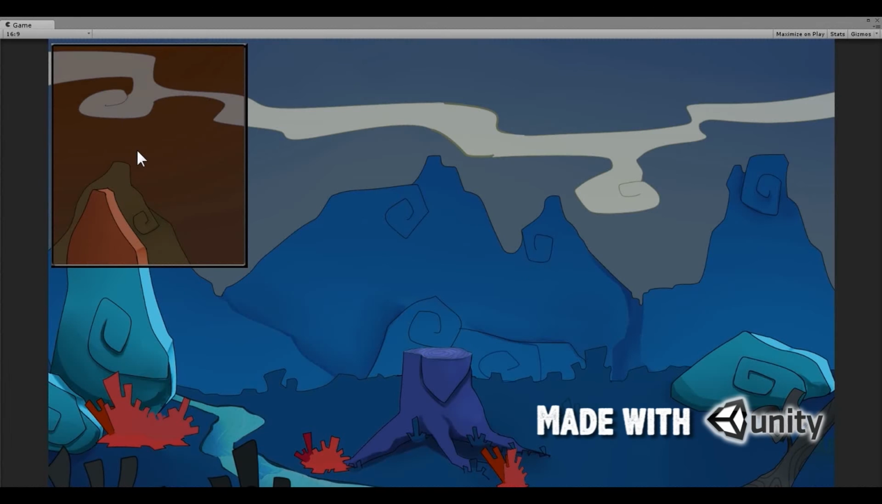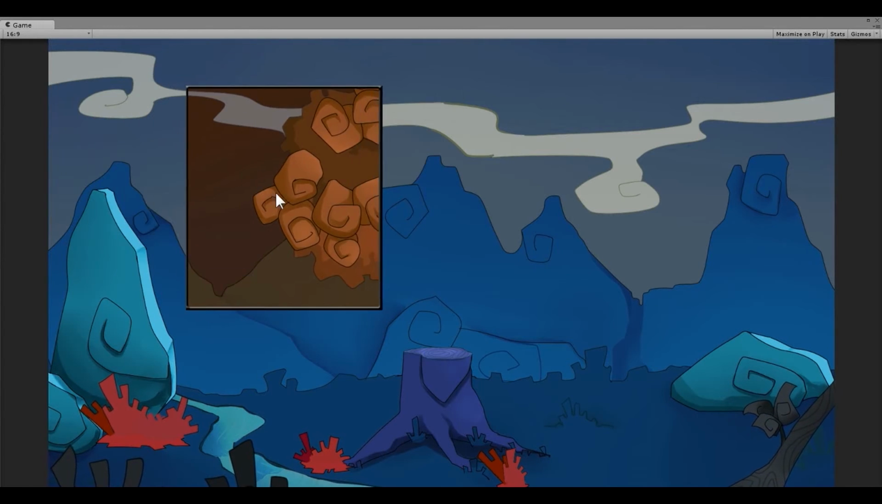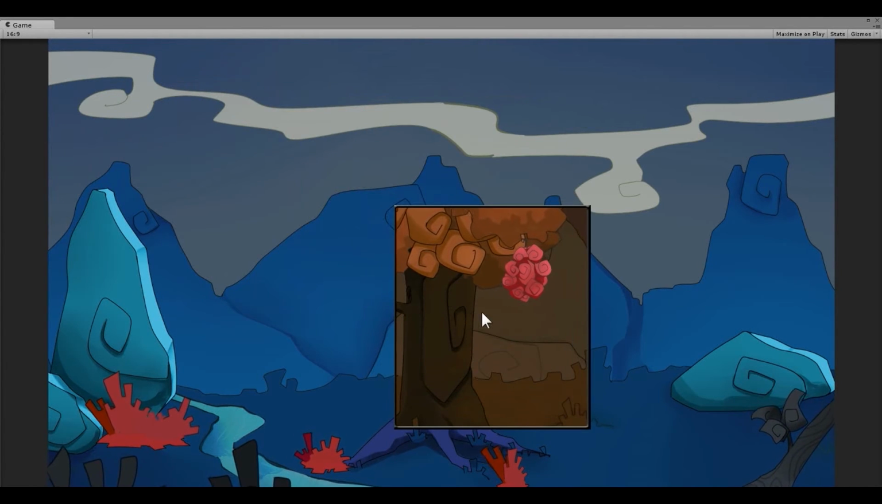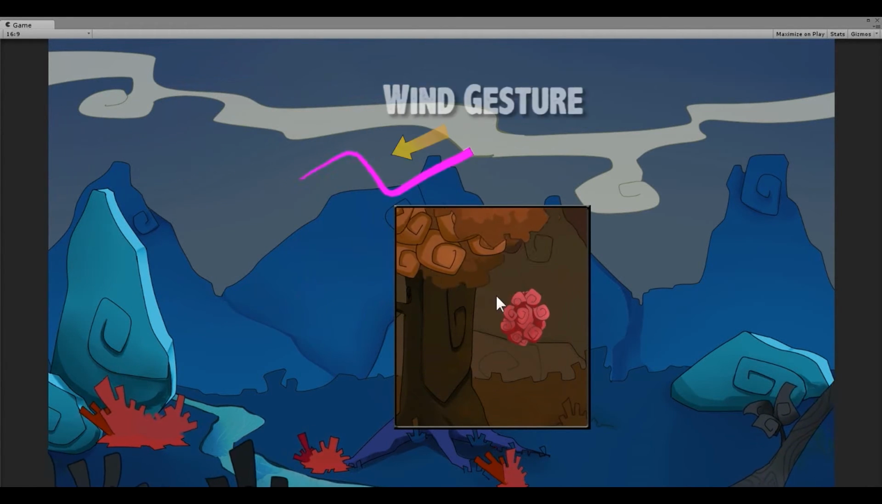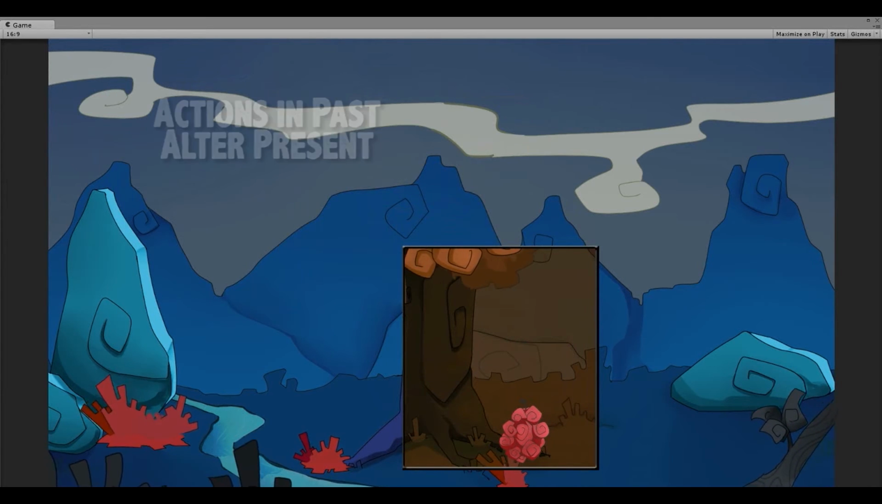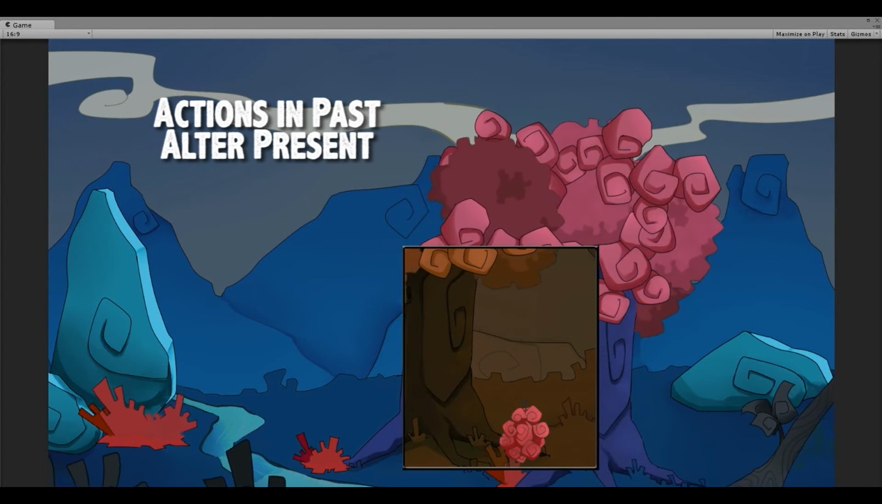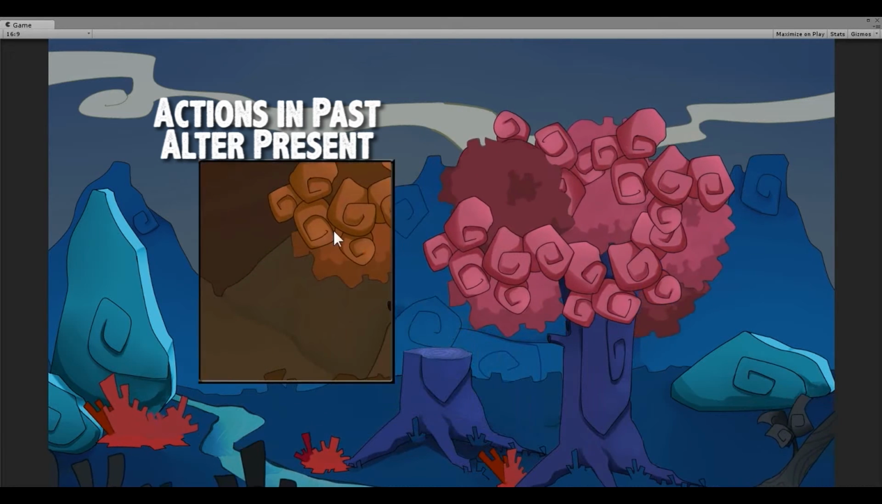In this scenario, the player can see a tree stump in the present. If he moves the past window over the stump, he can see the tree that used to be there and the fruit it bears. If a wind gesture is made, the fruit falls from the tree and the player can see that his actions in the past have altered the present as well. In this case, a new tree has grown where the fruit fell in the past.